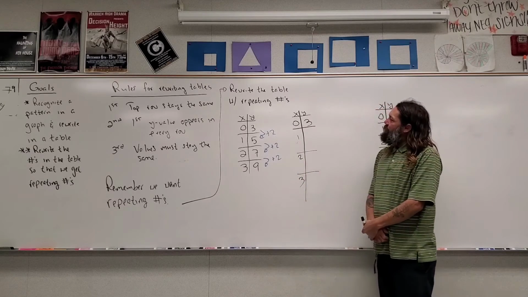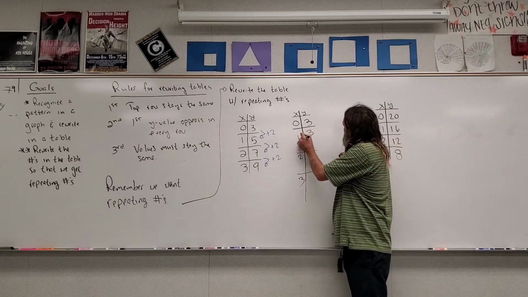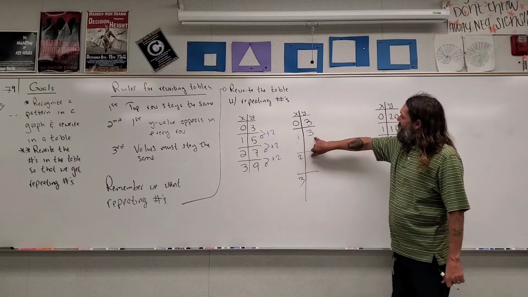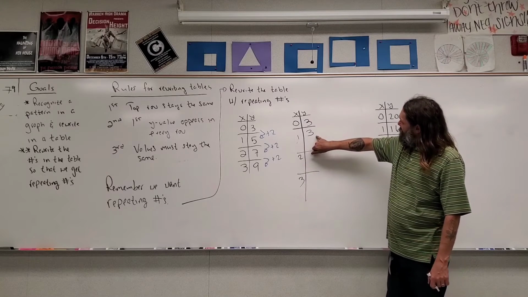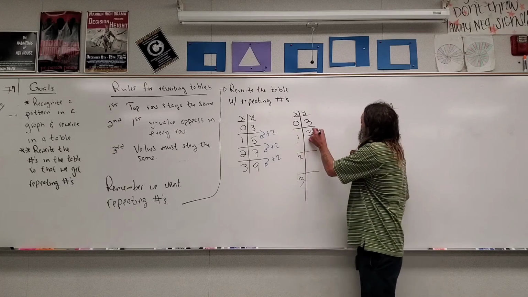Our second rule says the first y value appears in every row. So I need to put a 3 here, but I have to have the value 5. So I have to have the value 5 using the number 3. And I get the value 5 by adding 2 to my 3.